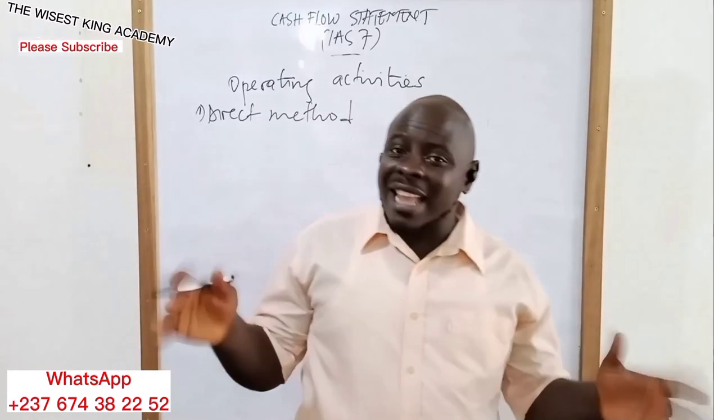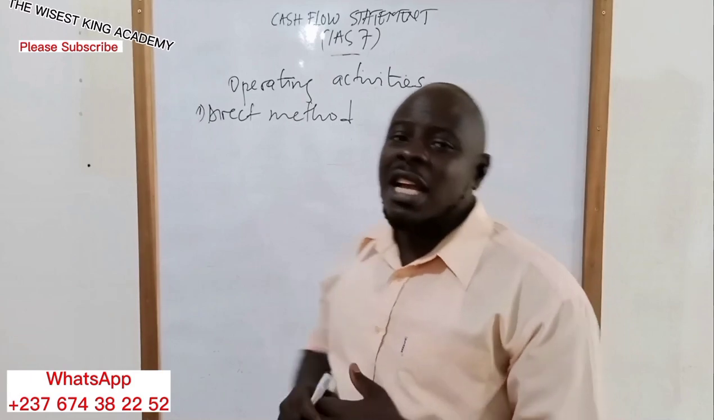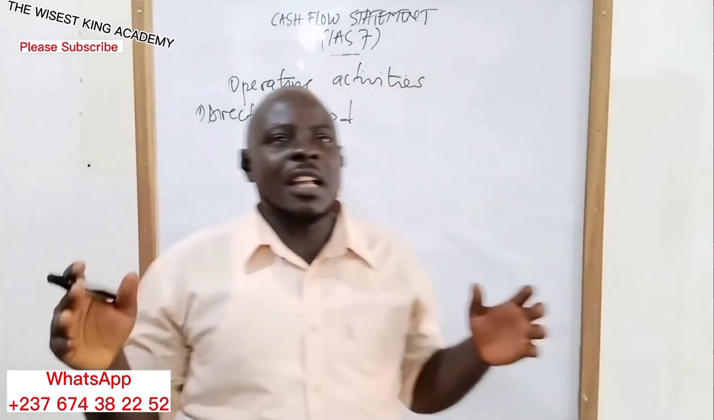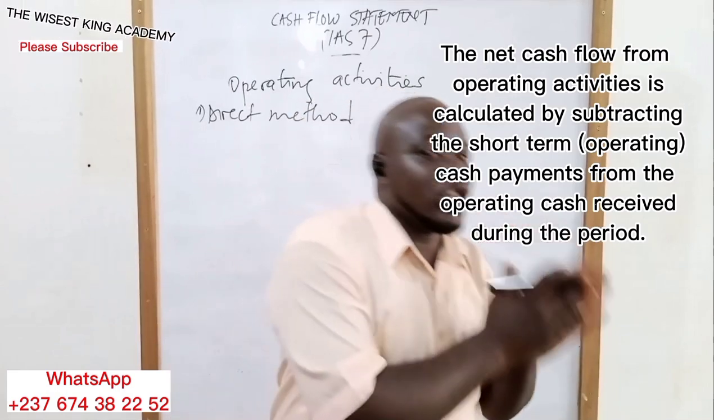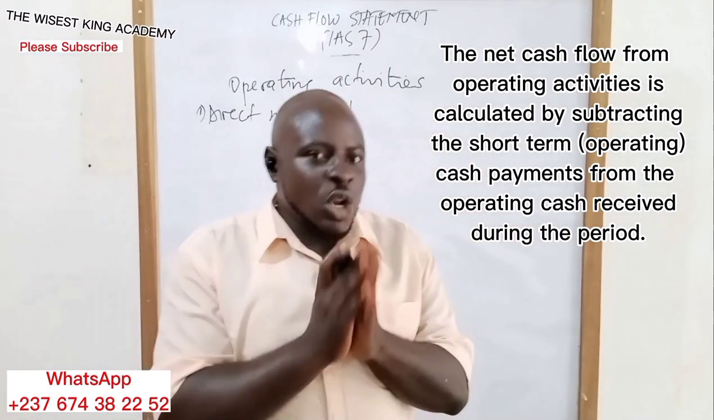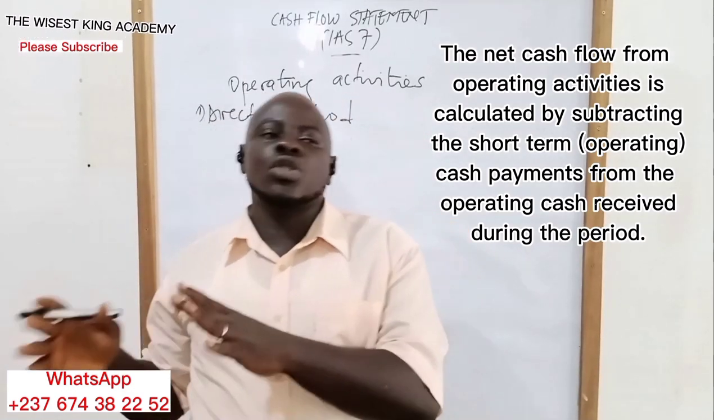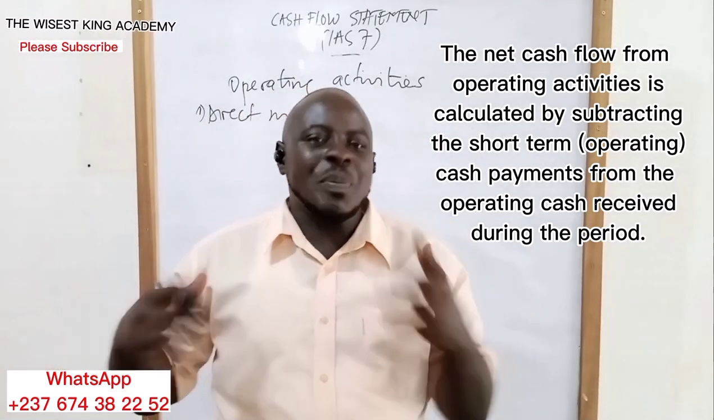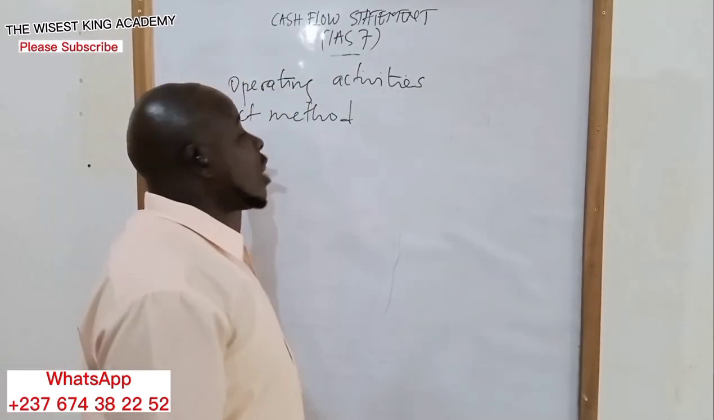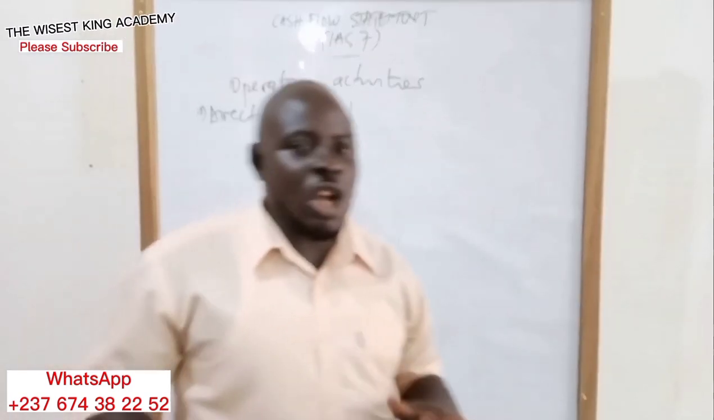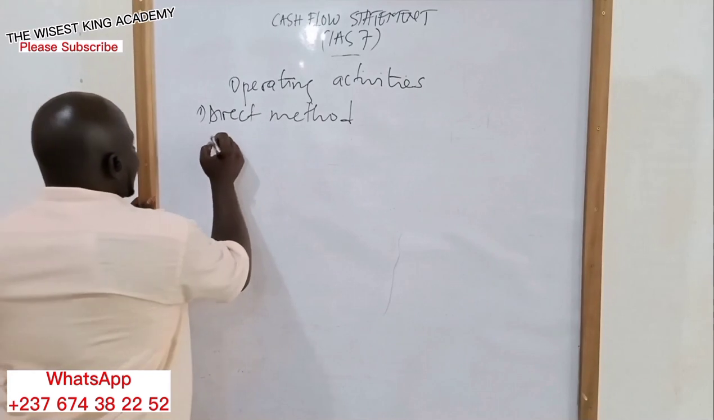Now, with the direct method, the net cash flow from the operating activity can be calculated by taking the sum of the short-term cash receipts, and we subtract from it the sum of the short-term cash payments made within the period. Now, when we talk about short-term or operating cash received, let me write it.